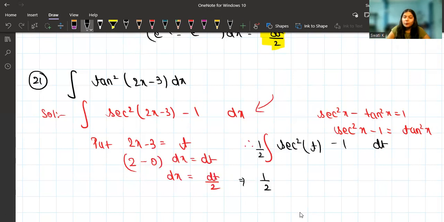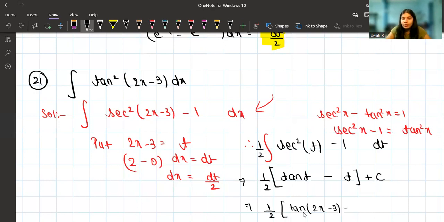So 1 upon 2, we know that the integration of sec square x is tan x. So this will simply become tan t, and then minus integration of 1, that is a constant, that is simply t, and then plus the constant of integration. Now this will become 1 upon 2, tan t is 2x minus 3, and then minus t is of course 2x minus 3, and then plus c. So this is the answer.